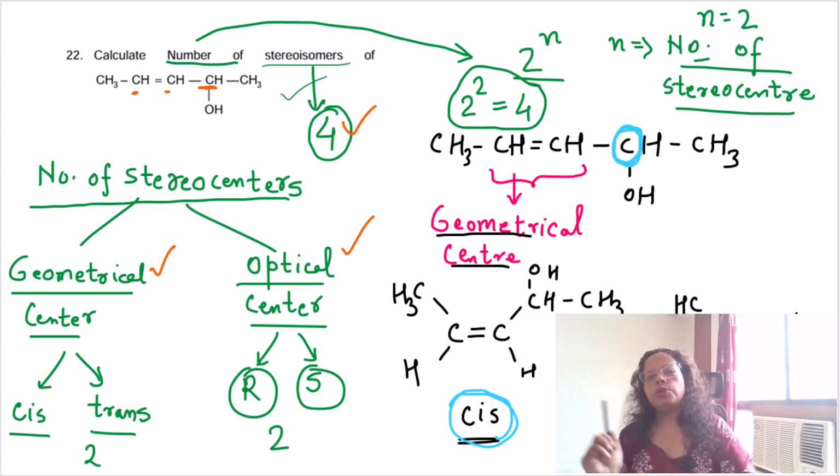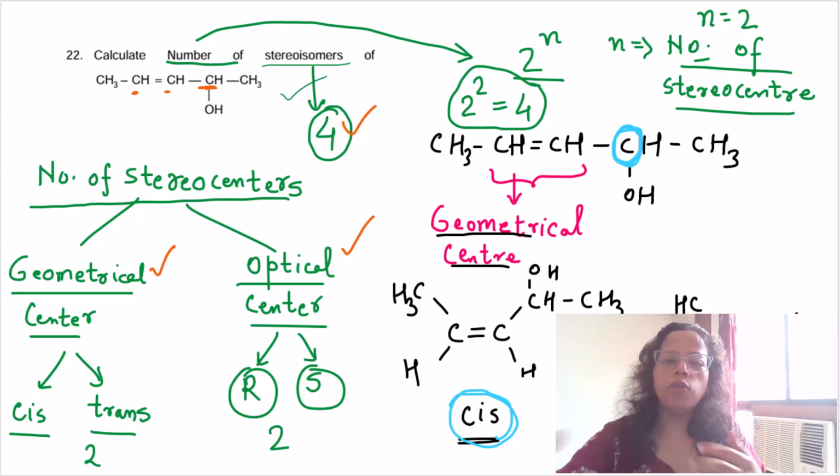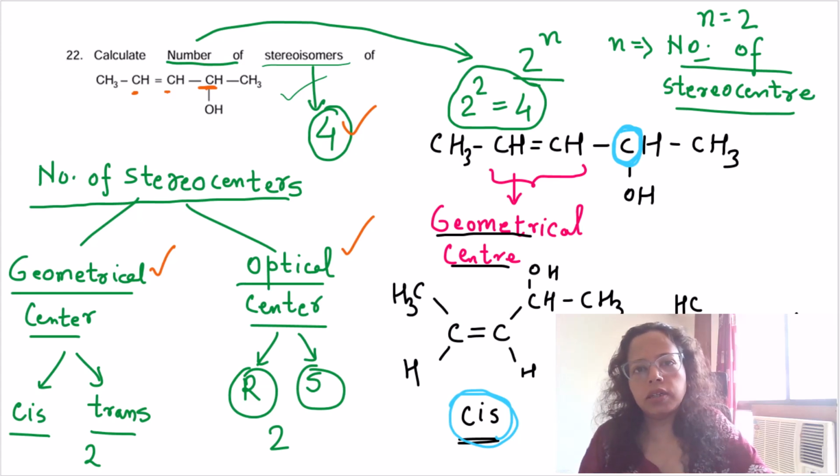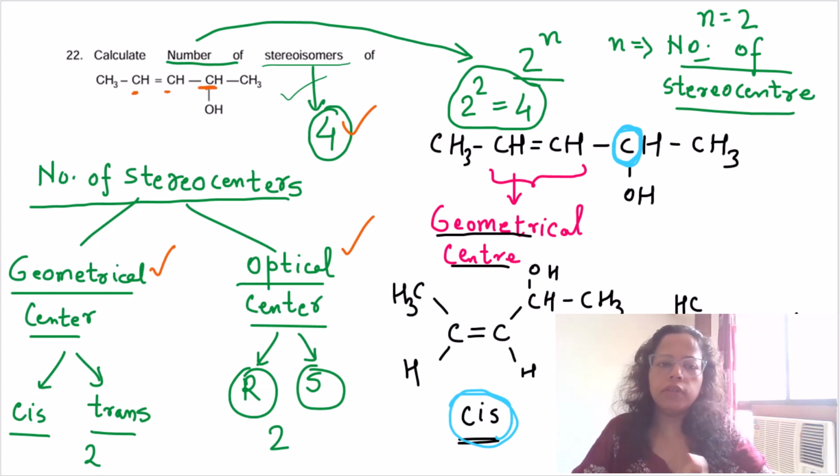I hope you understood the explanation of how we identified the geometrical center as well as the optical center. Two types of stereo centers this molecule has, the geometrical center and the optical center. The geometrical center will give rise to cis-trans isomers. One geometrical center, cis and trans, two isomers. One optical center, two enantiomers. So 2 plus 2, total of 4 stereoisomers.